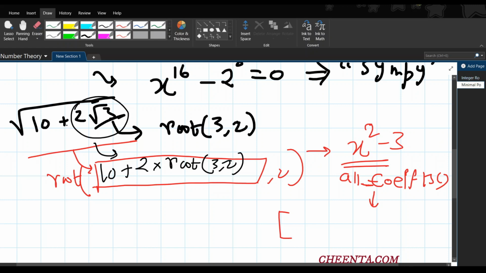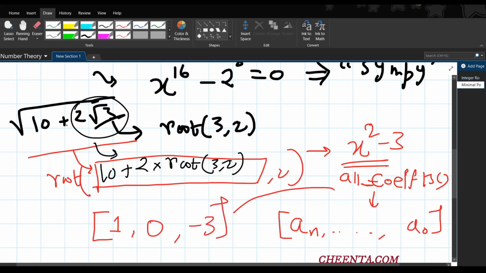So it starts from an and it goes to a naught. So in this case, the coefficient of an, that is a2, is 1, and the coefficient of x is 0 because the x term is missing, so 0, and the a naught is 3. So that's why it is giving me this particular thing. I hope it is clear.